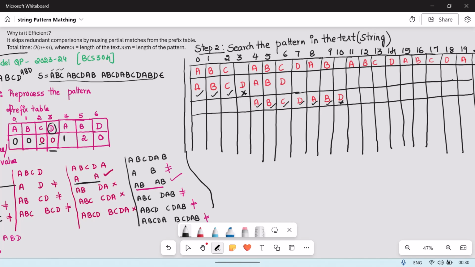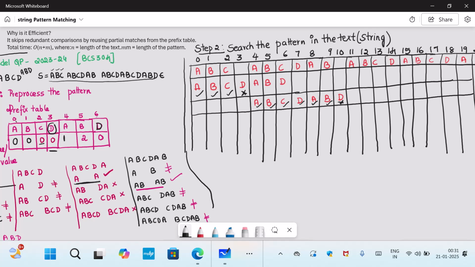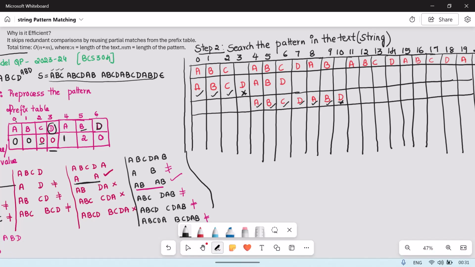So what you have to do now? Can you think what you're supposed to do? You have to come back to the table. D is the one that has mismatched, but I told you, you shouldn't do anything to the mismatched character. Come back to the previous character. So the previous character is B. Identify its LPS value. Its LPS value is 2, right?